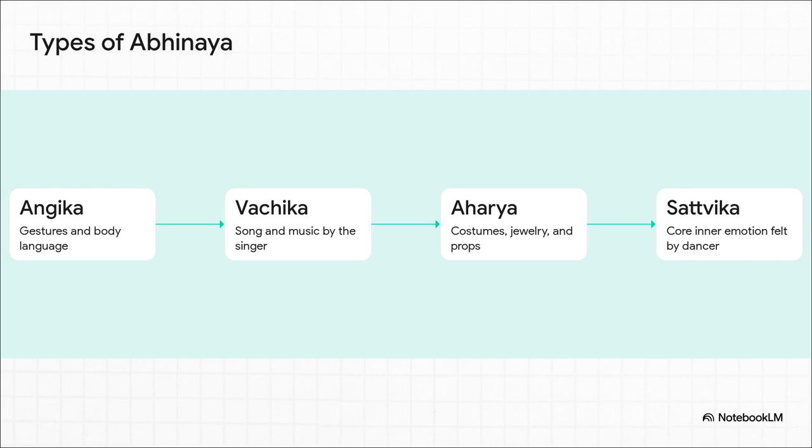Number 2 is Vachika. Now, since the dancers are completely silent, this actually refers to the words and dialogues sung by the accompanying vocalists. Number 3 is Aharya, encompassing the visual environment, specifically the costumes and the jewelry. And finally, number 4, Sattvika. This is the authentic core inner emotion the dancer is feeling. You can't fake Sattvika. You literally have to feel it deeply to project it outwardly.